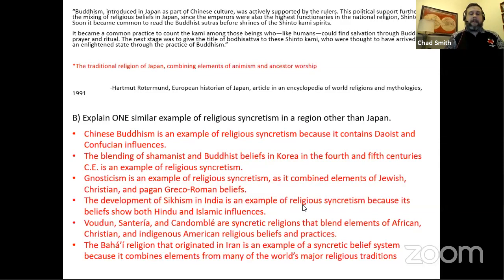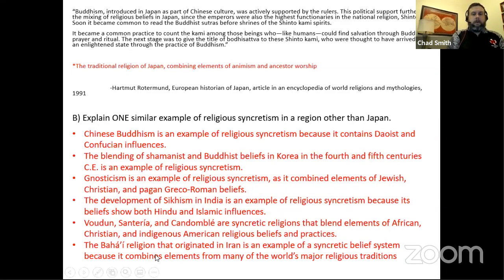Another example happened in modern-day Iran, often referred to as Persia, a part of the Middle East. The Baha'i religion that originated there shows elements of many of the world religions from that territory.